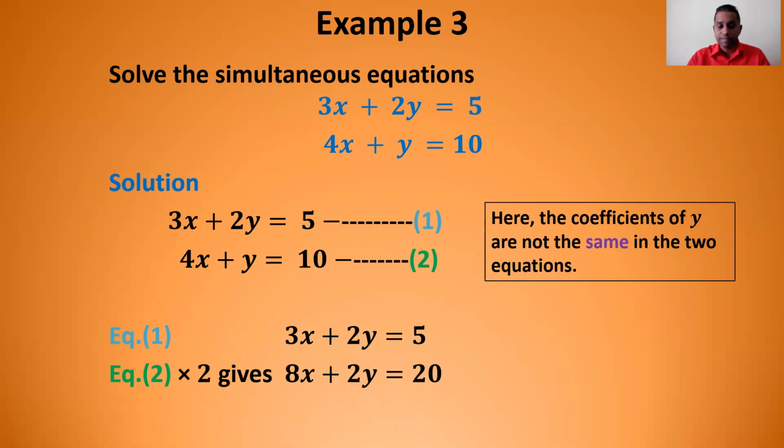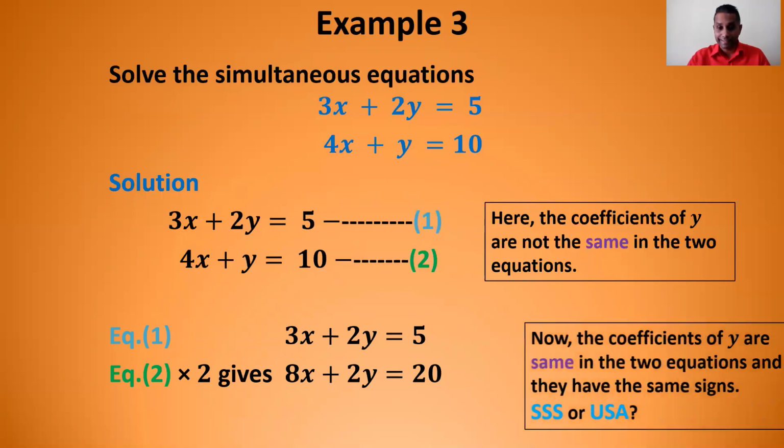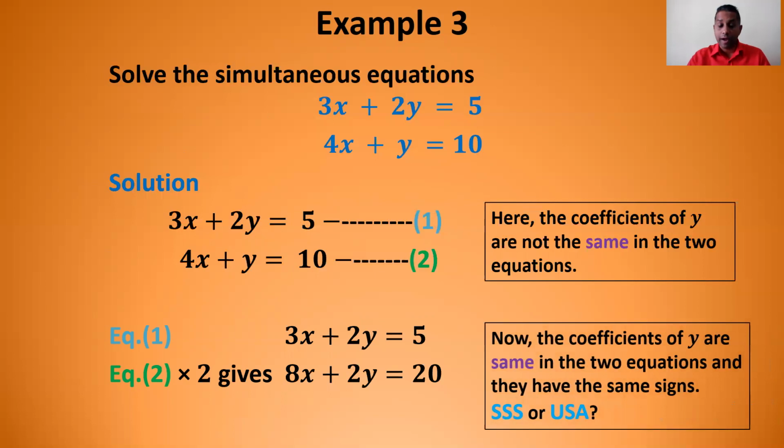Now, students, with these two equations, one underneath each other, observe the coefficients of y. You will see that here, the coefficients of y are the same in the two equations, and also they have the same signs. So according to you, students, are we going to use the SSS rule or is it the USA rule that we will use? Look at the coefficients and the signs of the terms in y.